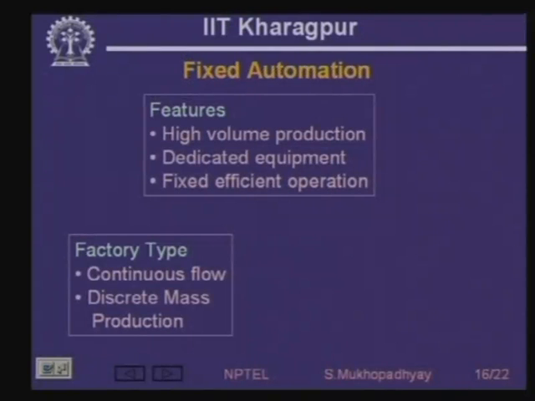For example, the blast furnace or the steel melting furnace or the continuous caster, these are equipment which are likely to have a long life. They handle so much material, so much energy that it makes sense to make them very tuned for efficient production. So factory types are typically continuous flow and discrete mass production. Most parts of the cycle are likely to live for a much longer time than, let us say, a fancy watch.